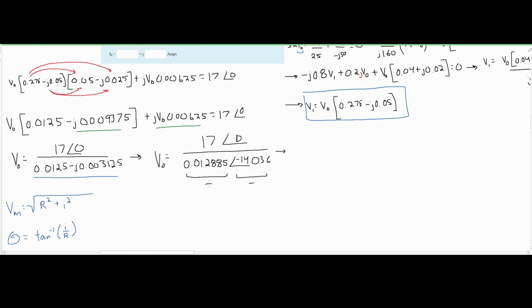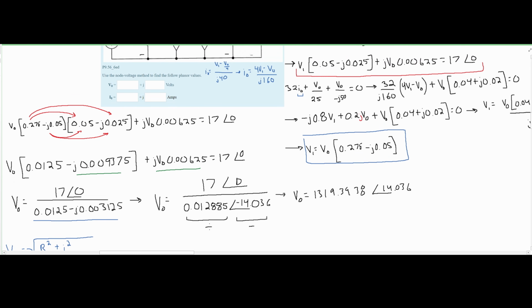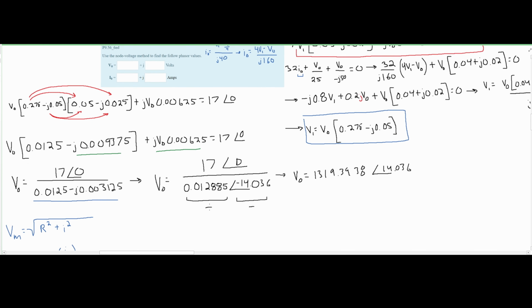If we do this, we are going to get that our V0 is equal to 1319.3938, and then we're going to have the angle of 14.036. Now, this is almost our V0. We need to convert it back to the rectangular form.